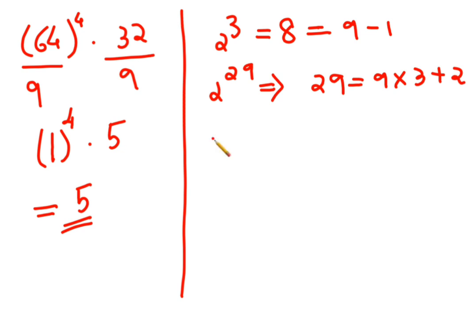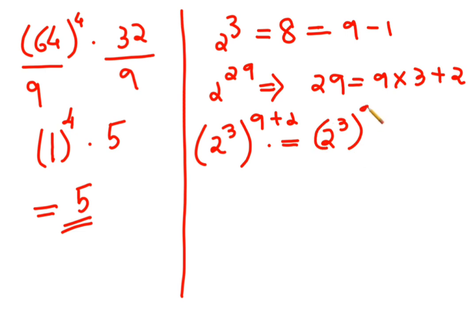So here we will write this as 2 raised to 3, the whole raised to 9, multiplied by, so plus 2 we had, which can eventually be written as 2 raised to 3, the whole raised to 9, into 2 raised to 2. Okay, so basically what we get over here is, so now this gets divided by 9.